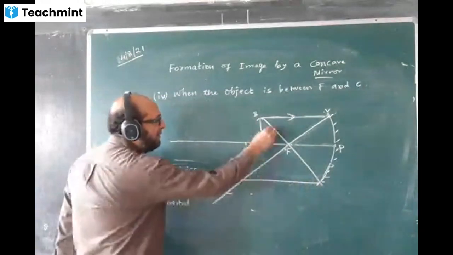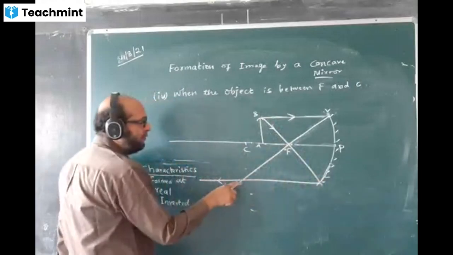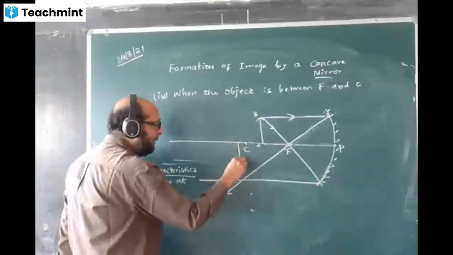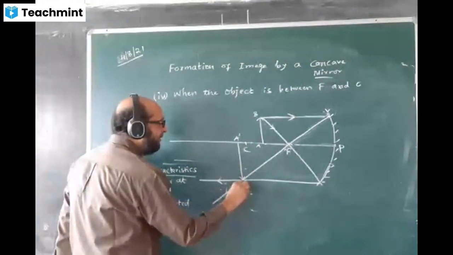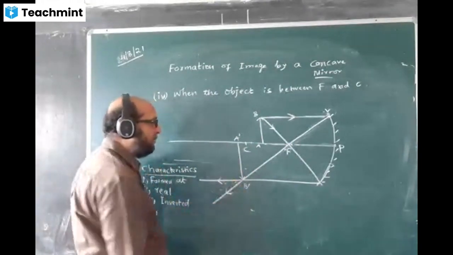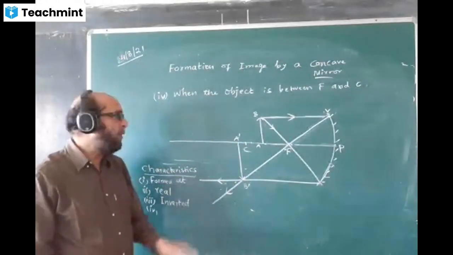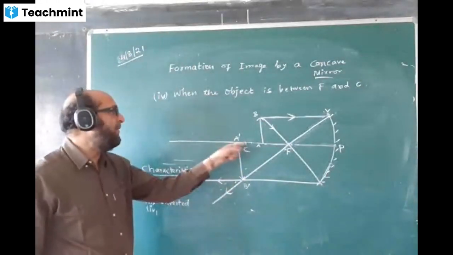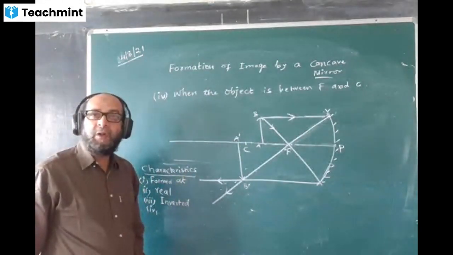Where are the 2 rays? This is the second ray coming like this and it's becoming parallel. Where are the 2 rays meeting? Here. Here is the image formed. Here is the image. Where the 2 rays meet after reflection, there only the image is formed. Where is the image formed? Image is formed beyond C, anywhere but behind C. Image will be formed beyond C now.